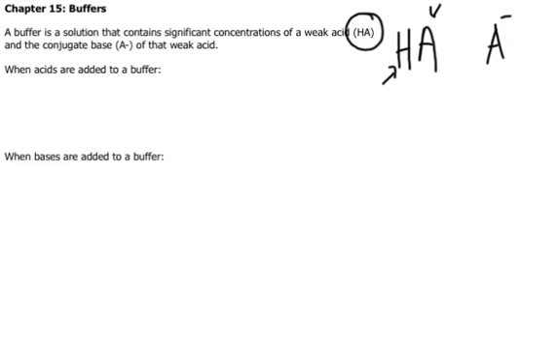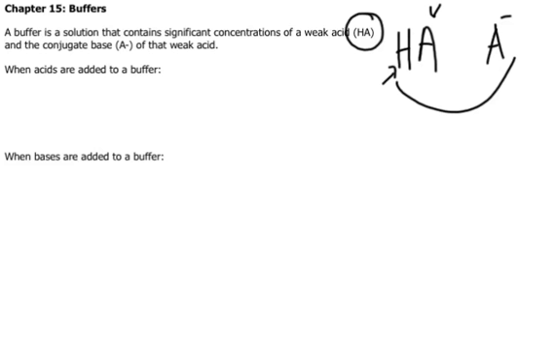So the way a buffer works is if you have both of these things present in the solution, then if you have the acid, it can neutralize base that gets added to the solution, and because you have the conjugate base, it can neutralize any acid that's added to the system.